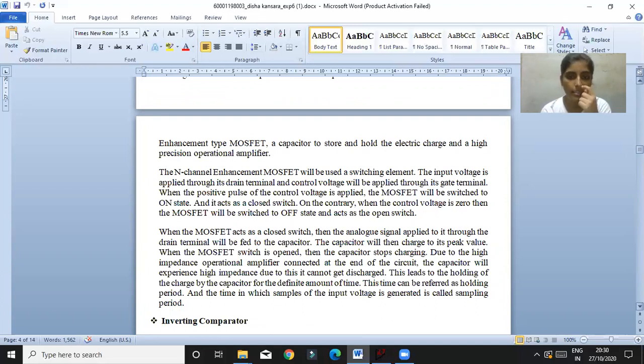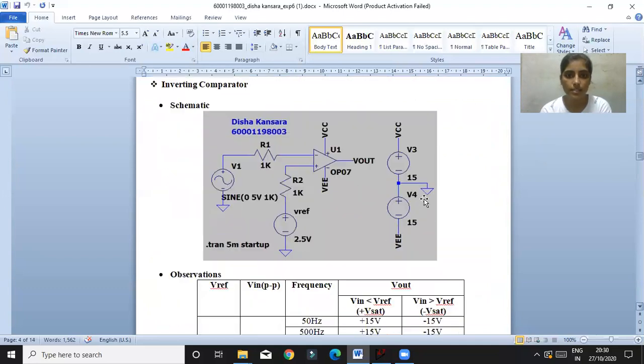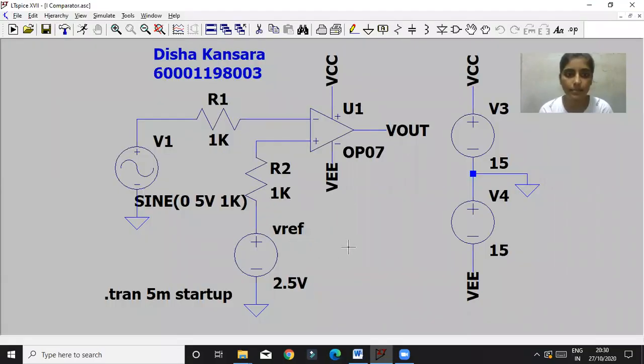So yeah, this is the sample and hold circuit. First of all, we start with the inverting comparator circuit. This is my inverting comparator where I applied a sine wave input. The input voltage is 5 volts and the frequency is 1k. My Vref is 2.5 volts, and for the voltage source VCC and VEE I applied plus and minus 15 volts. So let's see the output of the inverting comparator.